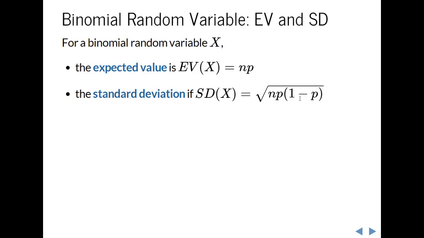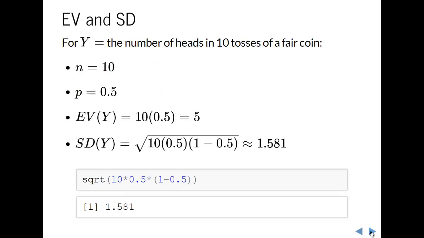So let's compute these values for our 10 coin toss example. Remember, for this example, n is 10 because we're flipping a coin 10 times. Since it's a fair coin, the probability of it landing heads is 0.5. So the expected value of y is n times p, 10 times a half, which equals 5. This makes sense, right? If we toss a fair coin 10 times, we would expect to see it land heads half of the time, or 5 out of the 10 times. The standard deviation is about 1.581. Putting all of this together, we could say we would expect the value of the random variable to be 5, give or take about 1.58.